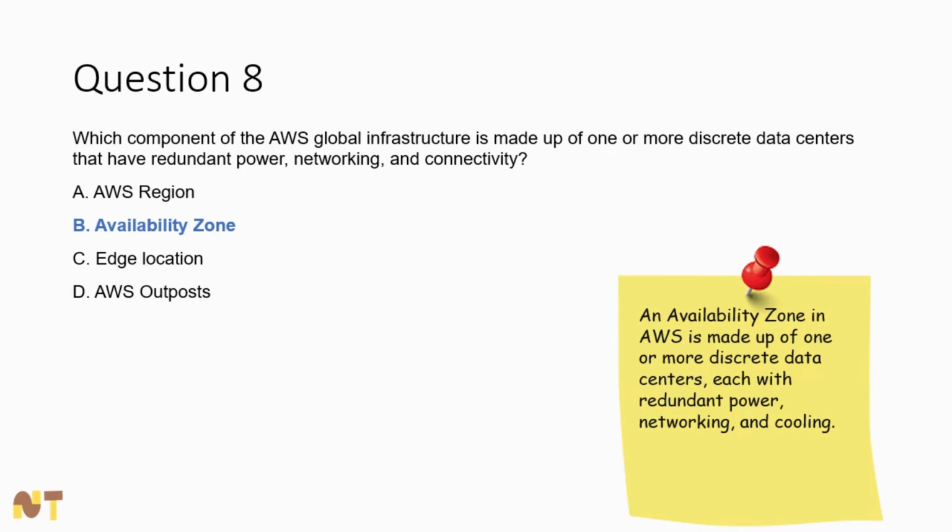The same is the case with AWS Outpost. Outposts are a bit different. They allow you to run AWS services on-prem or in co-location facilities. While they do bring AWS infrastructure closer to your own facilities, they are not part of the global infrastructure consisting of regions and availability zones. So option B, that is availability zone, is the correct answer.